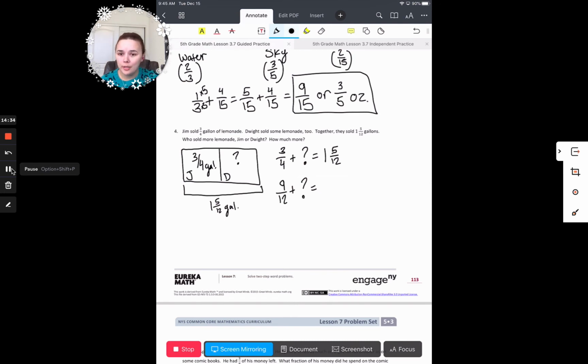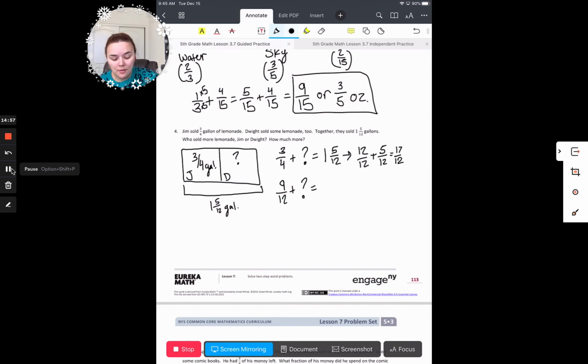But before we continue, I want to change that 1 5/12 into an improper fraction. So I know that 1 is going to be equal to 12/12. So I'm going to do this kind of over here. So I know that 1 is equal to 12/12, and then we have our 5/12, which gives me 17/12. So that's going to be equal to our 1 5/12.